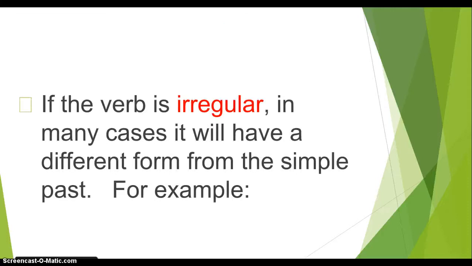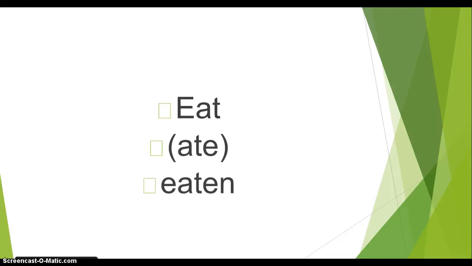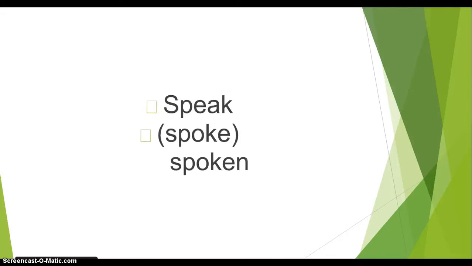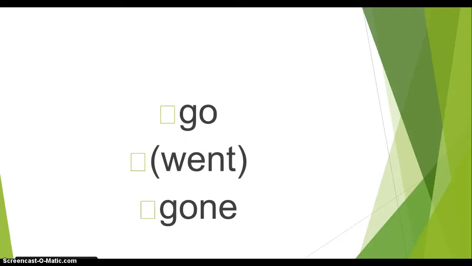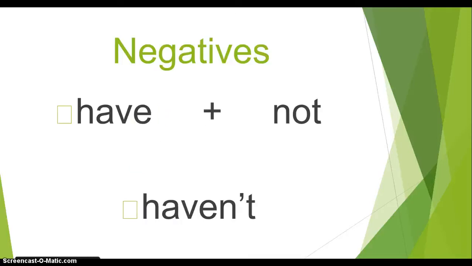If the verb is irregular, in many cases it will have a different form from the simple past. For example, the verb eat has the simple past form of ate, but then it has the past participle form of eaten. Speak, simple past is spoke, and the past participle is spoken. Be, two forms of the simple past, was and were, and the past participle is been. And go, simple past is went, and the past participle is gone.